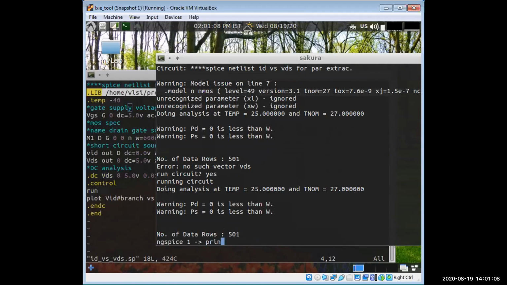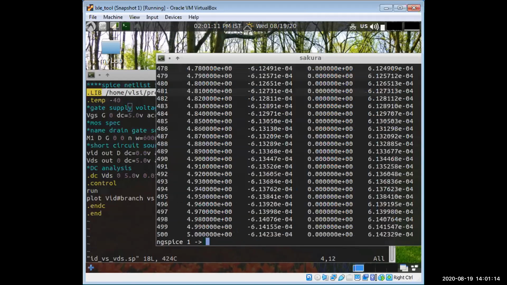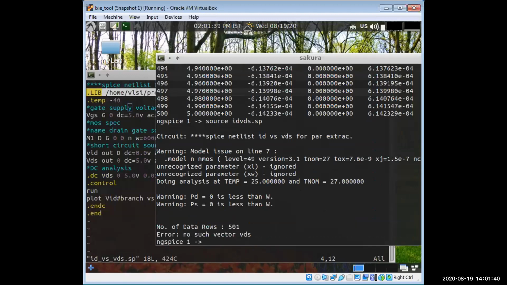So we can also do print all to get all the values, how it is sweeping, at what value of VDS, what is the value of the current, or we can get those values also from 0 to 5. So by plotting, we plot. So we just need to source now the ID vds.sp. Click that.